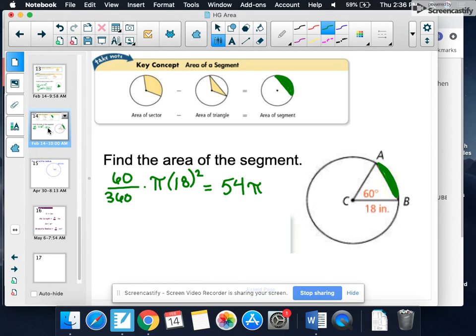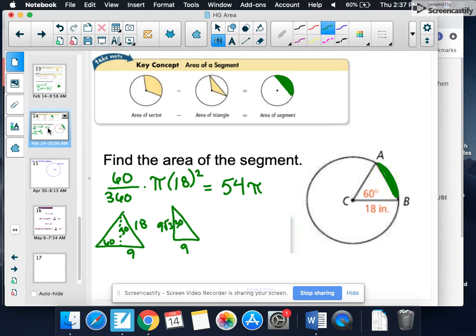So then the next thing I need to do is find the area of the triangle. So the triangle I have is an equilateral triangle. So if I cut it in half, I've got 30 here, and my side lengths are 18. So if I cut them in half, this will be 9. This is 18. So I'm going to just pull out this small triangle here. So I've got 9. If this is 30, my long side should be 9 square root of 3.